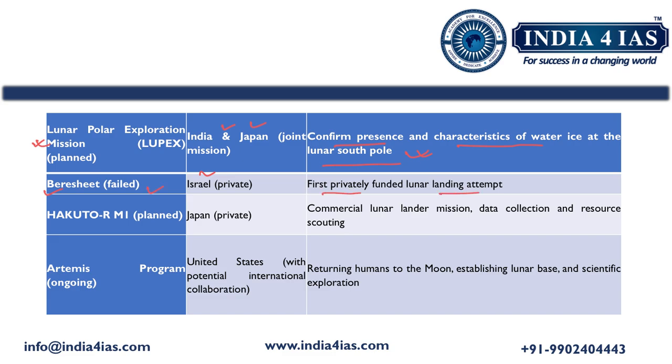Then we have the Hakuto or M1 planned mission by Japan. It is a private, commercial lunar lander mission. Its main aim is data collection and resource scouting of the surface of the moon. Then we have the Artemis program, which is ongoing. It is by the United States with international cooperation. It aims at returning humans to the moon, establishing a lunar base, and scientific exploration. These are the objectives of the Artemis program. These are a few important lunar missions which are very important from the examination point of view.